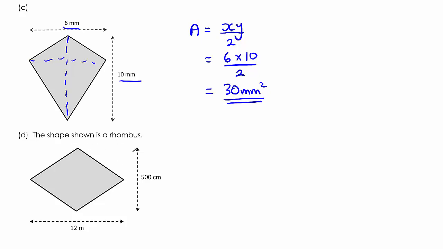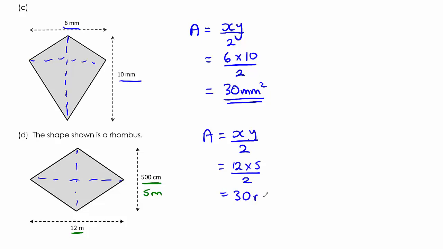Now this shape is a rhombus. Now a rhombus is interesting because it's both a kite and a parallelogram. So which formula you use, whether you use the kite formula or the parallelogram formula, really depends on the information given. And here we're being given the length of diagonals, so we treat it as a kite. So xy divided by 2. But note, we've got to be careful here. This one's in centimeters, this one's in meters. So let's suppose we're going to give the answer in square meters. So this would be 5 meters. So that one would be 12 times 5 divided by 2, which is 60 divided by 2. So that's 30 square meters.